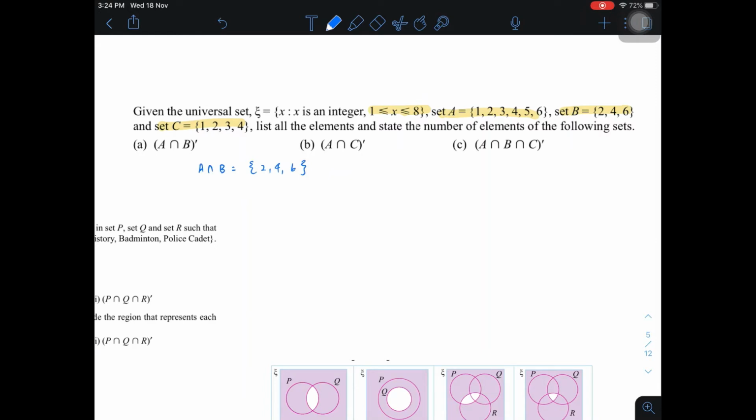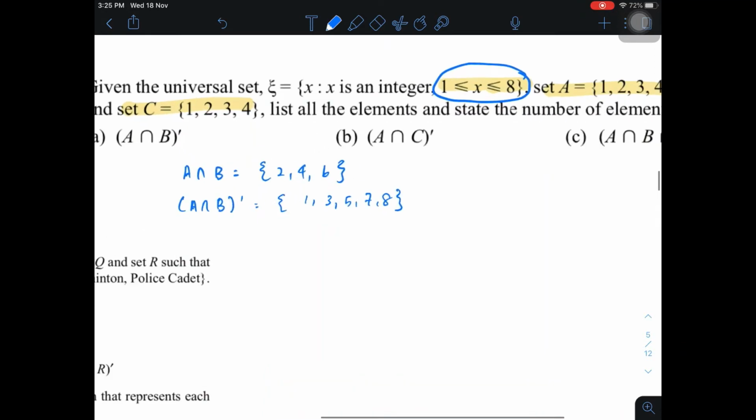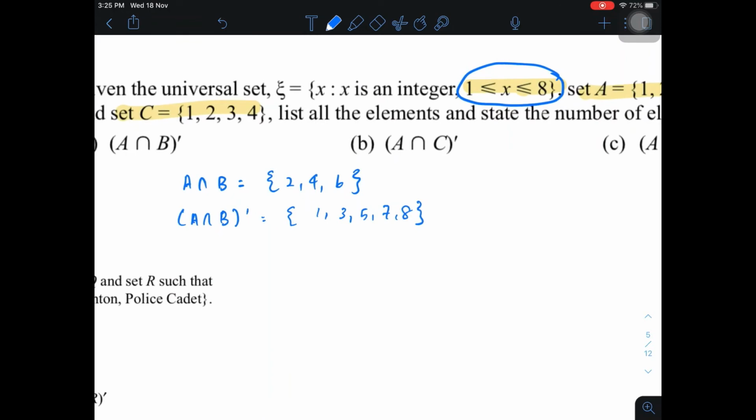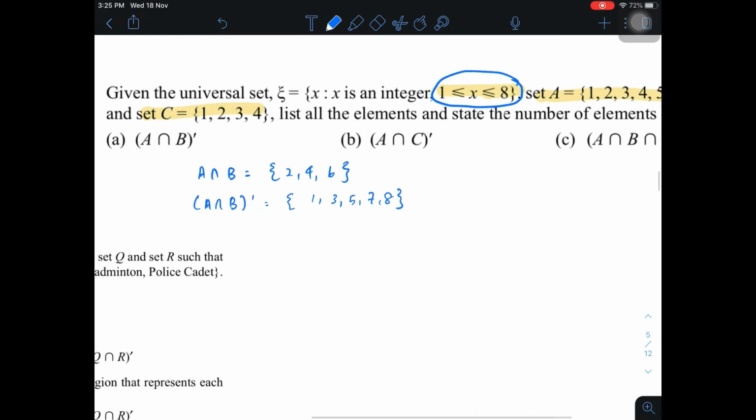So our whole limit is between 1 and 8, right? So right now I want the complements of intersection A and B, which would be 1, 3, 5, 7, 8. Because in a way, this complement is the opposite of intersection. So the intersection is 2, 4, 6. I want anything that is not the intersection of A and B, right? And if we want to understand the number of elements of the complements, we can just count 1, 2, 3, 4, 5. Oops, that would be 5. Okay.